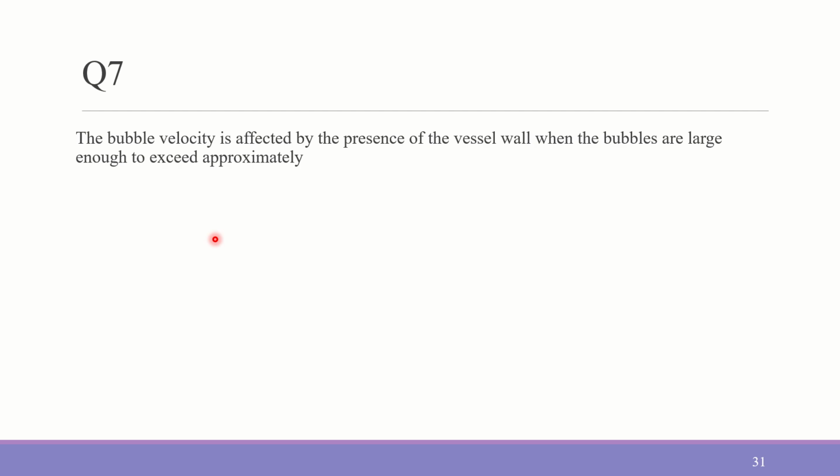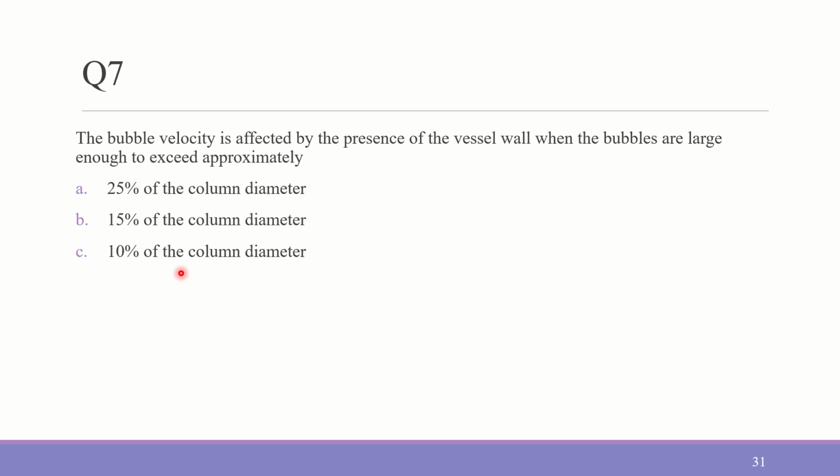So now question 7. The bubble velocity is affected by the presence of vessel wall when bubbles are large enough to exceed approximately dash. All these things we have seen in the last class itself. So I hope it was helpful for you guys in solving the assignments. So on that basis, now let us look at the options. Option A, it is 25% of column diameter. Option B, 15% of column diameter. Option C, 10% of column diameter. Option D, all the above.